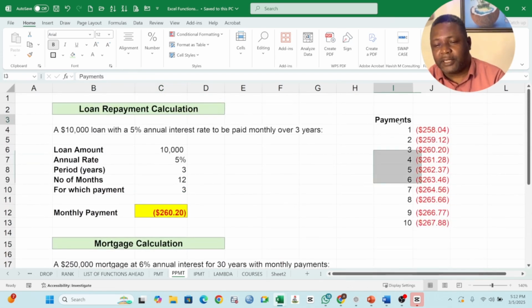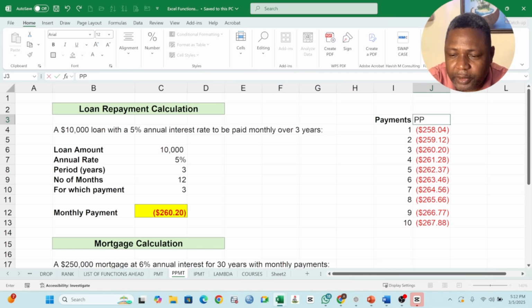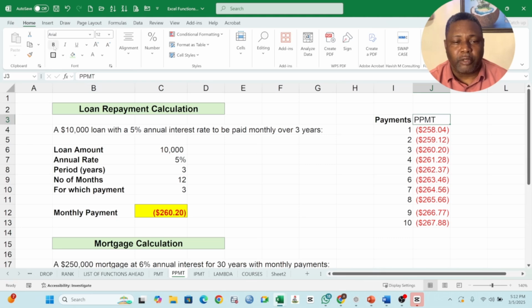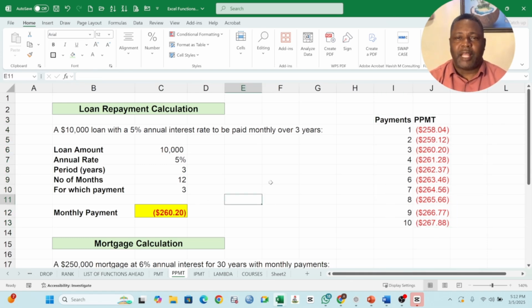All right. So that is the payment period, and then each of the principal payment values for each of the payment periods is based on this value. So you can easily do your amortization schedule with this. All right. So that's where I'm going to stop on PPMT.